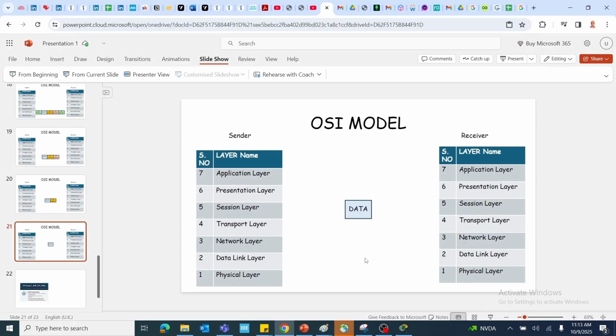So that was the information about the OSI model, how the data is encapsulated at the sender end and how it is decapsulated at the receiver end. So we discussed a lot.